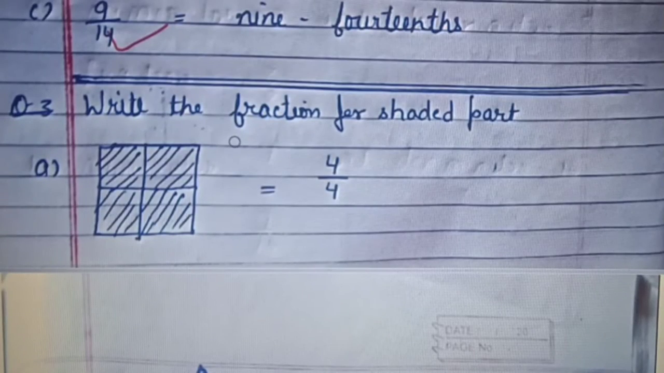Again, now you have to write the fraction for the shaded part. So the fraction for the shaded part will be equal to the number of shaded parts in the numerator and total parts in the denominator. Now all the parts are shaded and there are total 4 parts. So shaded parts will be 4 and total parts will also be 4. So the fraction becomes 4 upon 4, or we can write 1 upon 1. So this 1 upon 1 will be the equivalent fraction of 4 upon 4.